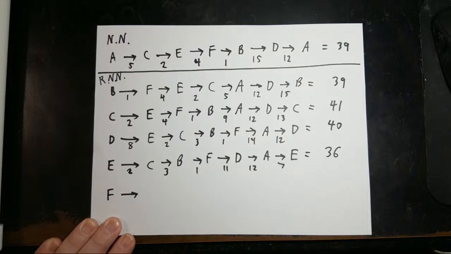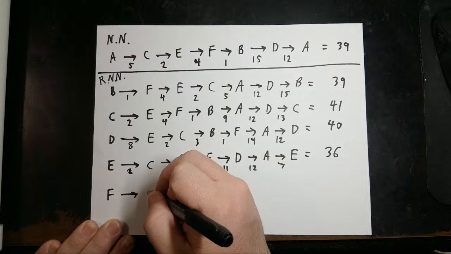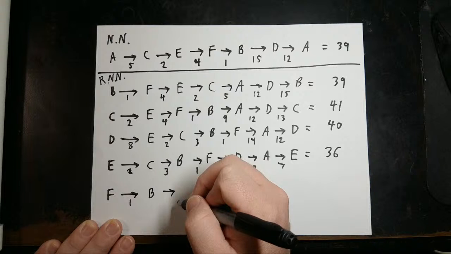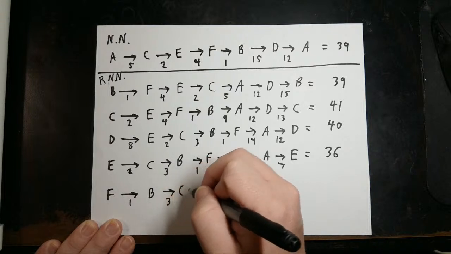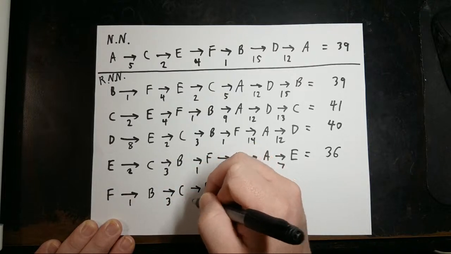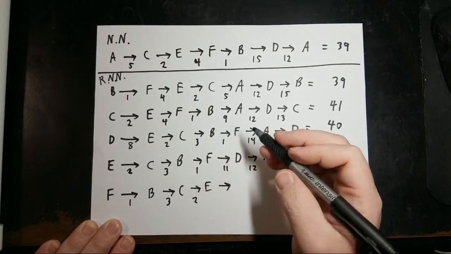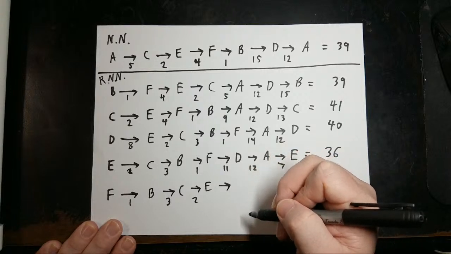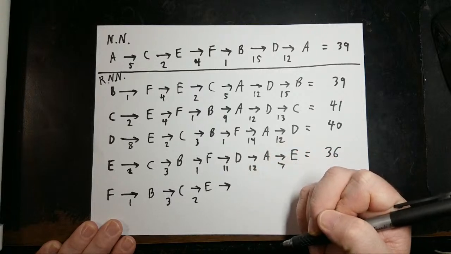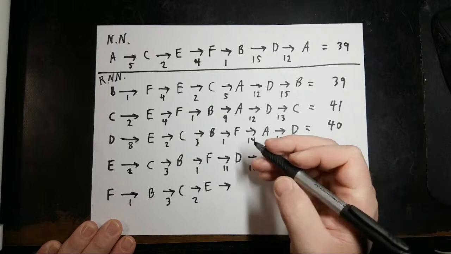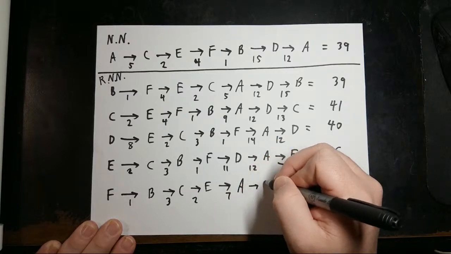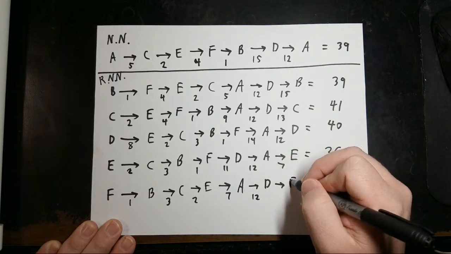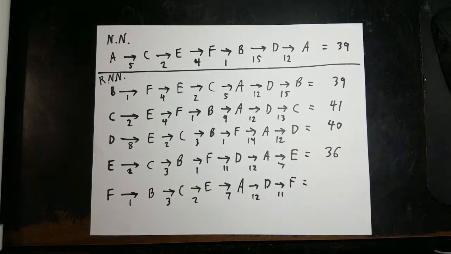You never know. Let's start with F. From F, I got to go 1 to B. From there, I got to take the 3 route to C. I got to take the 2 route to E. From E, I got to take the... No, I can't go back to F. What choices do I have? A or D? A is 7. To D is 12. And then to go back to F is 11. Let's see what that gets us.